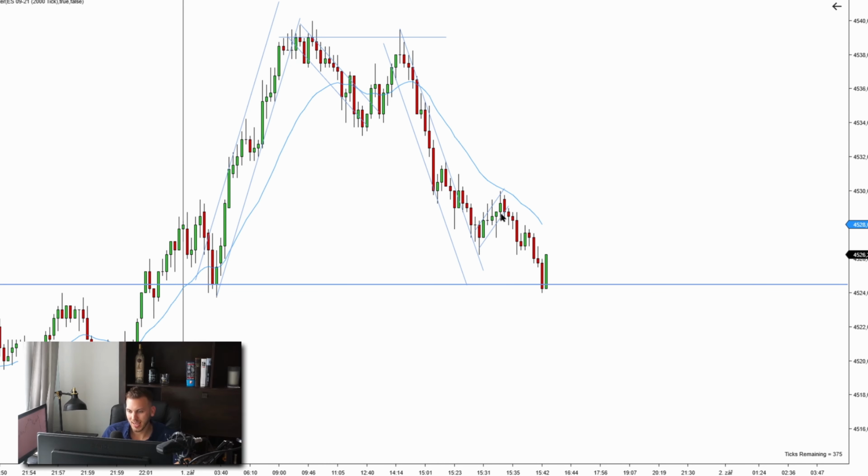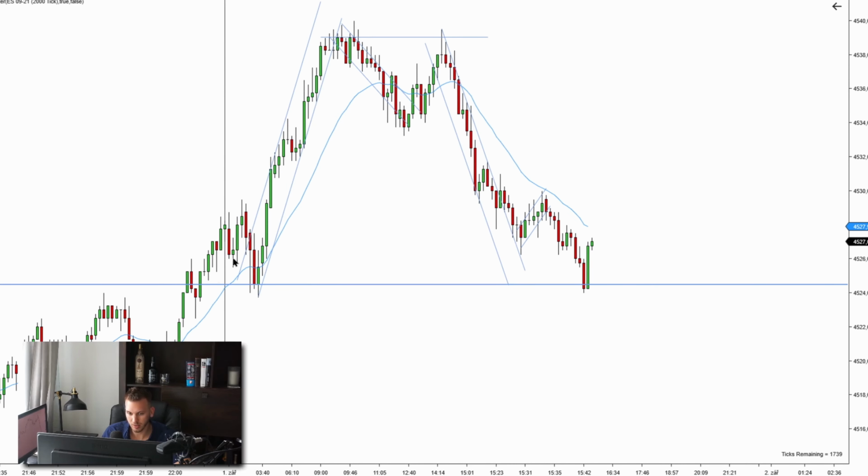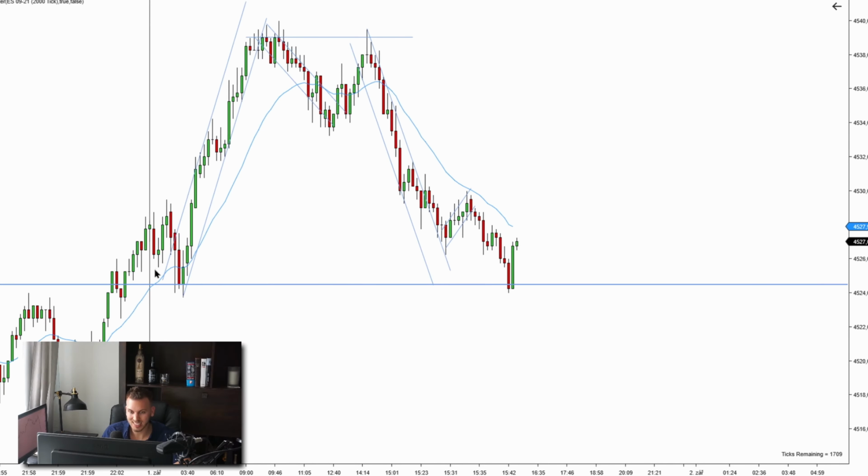So the pullback ended up working, and we created two new legs into a new extreme. And as I'm preparing to talk about the setup right now, we have an extremely big bullish bar, but take a look at where we find ourselves. Take a look at the left side of the chart here. Do you see this? This is the low of the open, and this is a lot of times a very important key level.